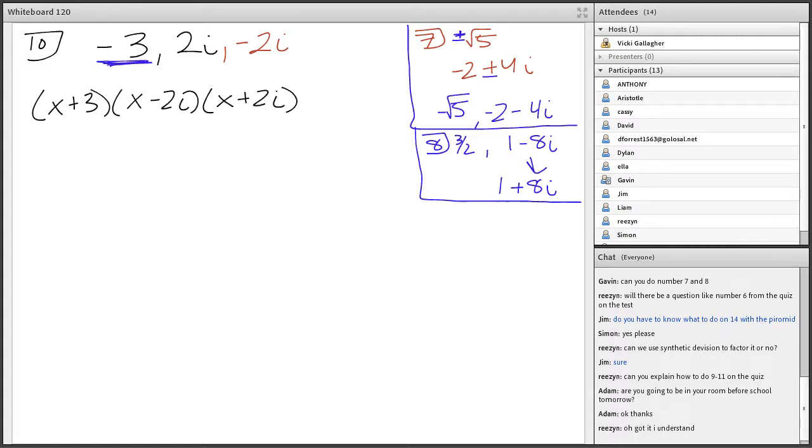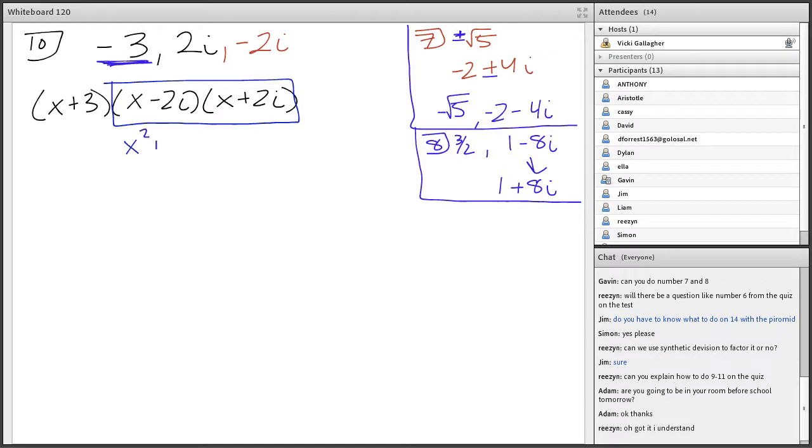And then, in a desperate plea for you to keep your sanity, you're going to multiply the i parentheses together first. I wouldn't ever multiply an i parentheses with a parentheses that doesn't have an i. You're just going to create so much extra confusion and work. So make sure you're always multiplying your i parentheses together.